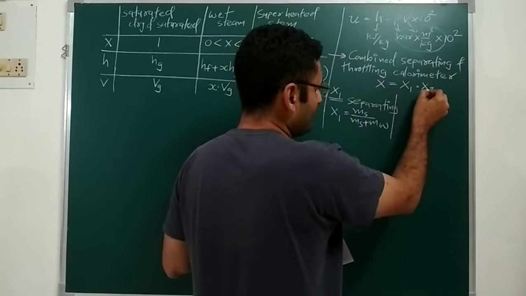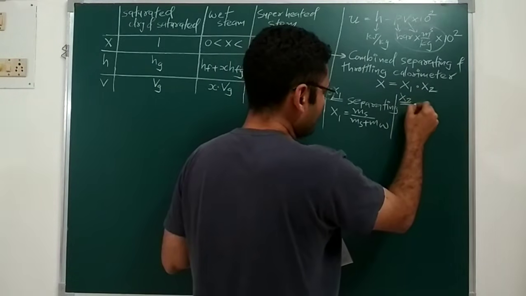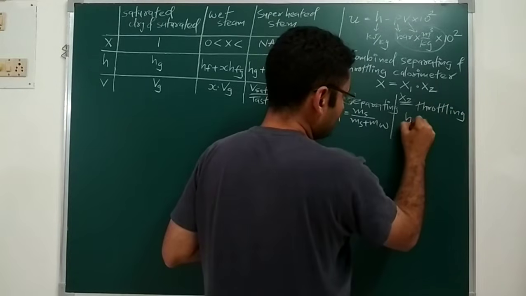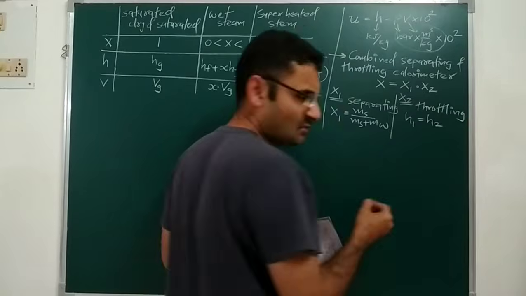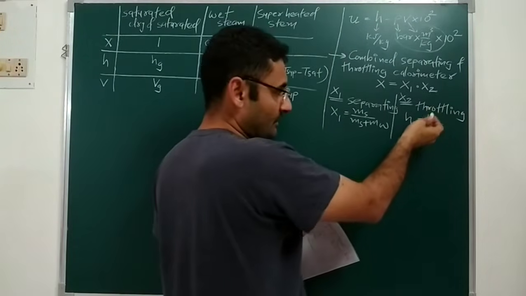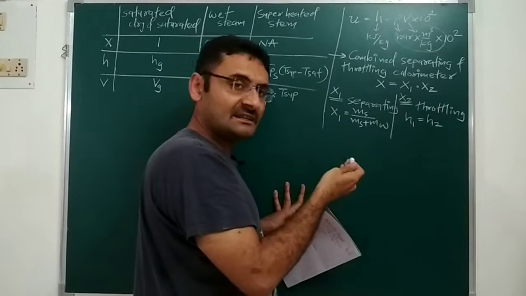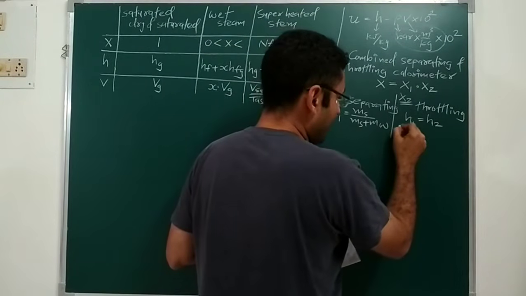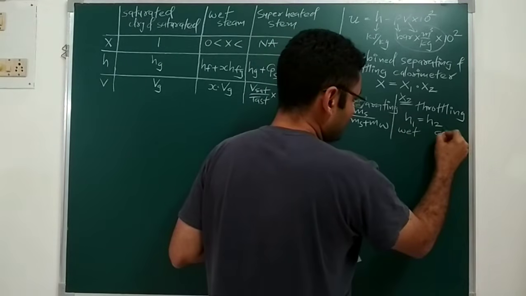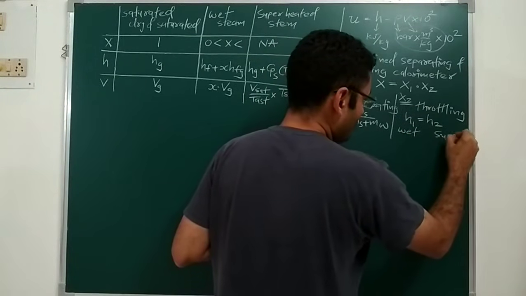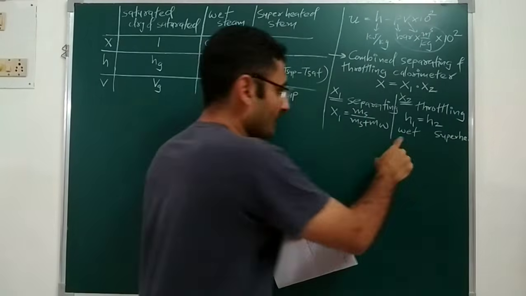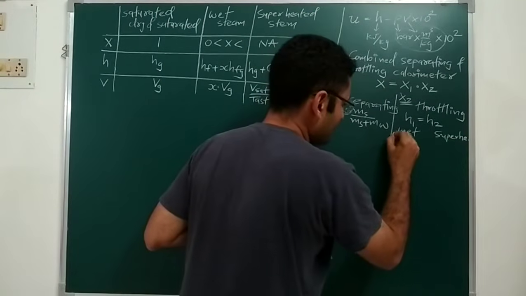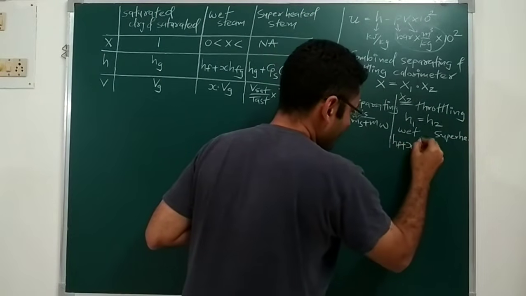And after that, the value of x2 you will calculate with the help of a throttling calorimeter. How will we calculate? You know that H1 equals H2 for a throttling process. That throttling calorimeter you can also see in my video number 6, properties of steam 05. H1 is wet steam, and that wet steam is converted into superheated steam. So for wet steam, what is the enthalpy? HF plus x2 HFG.